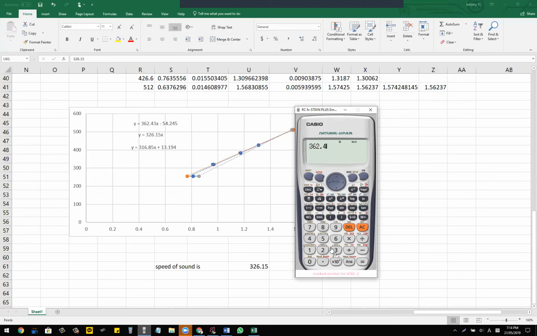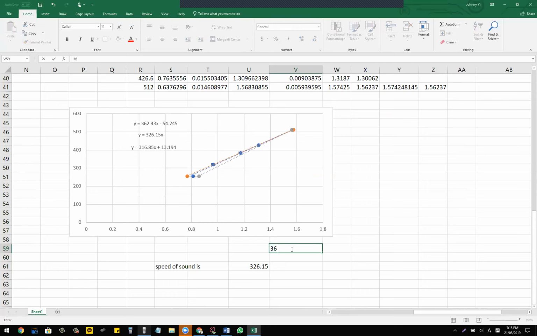So I'm just going to take that minus 326.15. So that's 36.28. Difference between these two. So 36.28. Or I can do 326.15. So that one minus this one is certainly lower, isn't it? So the error is lower. Yeah, so the difference between these two is lower than the difference between these two.